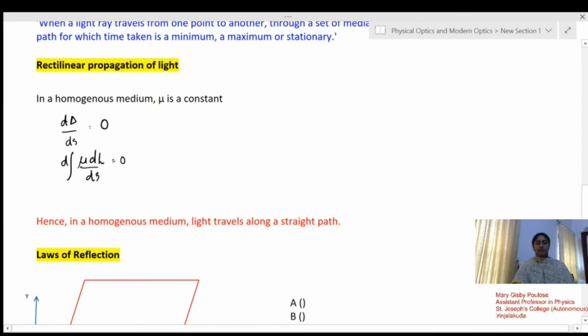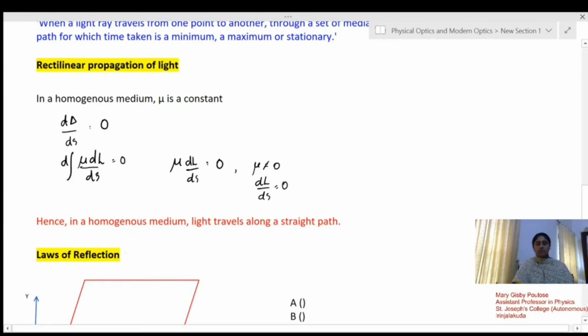The derivative of the integral becomes irrelevant, hence I can write mu dl by dS is equal to 0. So a product term should be equal to 0. Here, mu cannot be equal to 0, right? This implies dl by dS must be equal to 0. That is, dl by dS is defined as the variation of the path length between two points, which should be minimum.